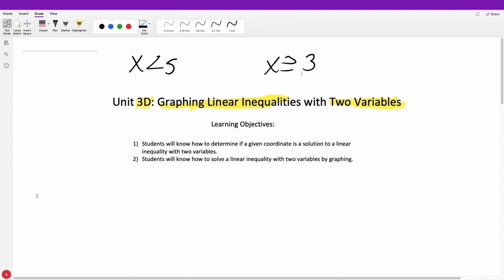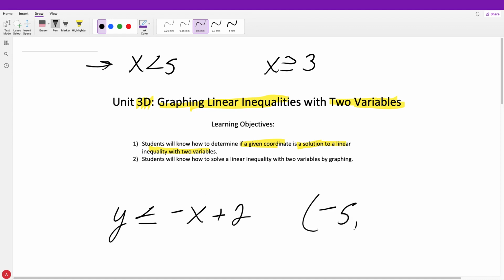All right, so what you'll need to know by the end of this video is you'll have to know if a given coordinate is a solution to a linear inequality with two variables. So now instead of doing it like this of x is less than 5, we're now going to be saying maybe y is less than or equal to negative x plus 2. So you'll have to know, if I give you the point negative 5, 3, does this satisfy, is it a solution?